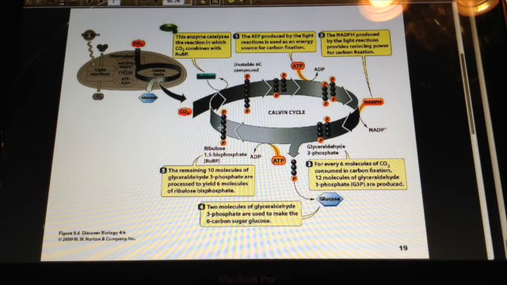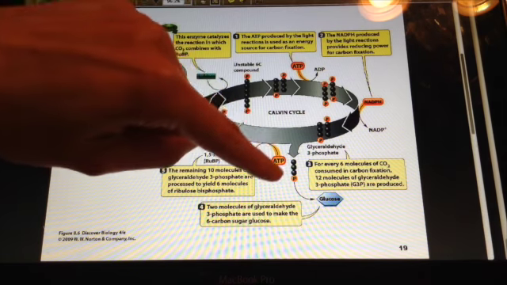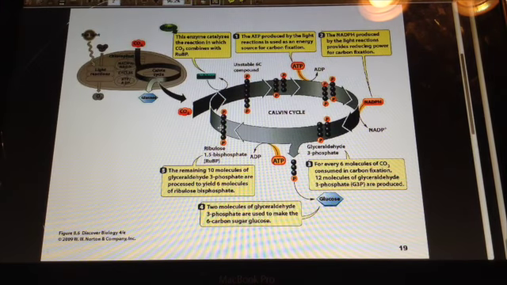For every 6 molecules of carbon dioxide that's brought in for carbon fixation, 12 molecules of glyceraldehyde 3-phosphate, or G3P, are produced. Of those, 2 of these 3-carbon molecules join together to form glucose, which is a 6-carbon, and the remaining 10 molecules get processed to yield 6 molecules of ribulose bisphosphate, or RuBP. So rubisco, RuBP, and glyceraldehyde 3-phosphate, carbon dioxide coming in and glucose coming out. Those are the characteristics of the Calvin cycle.